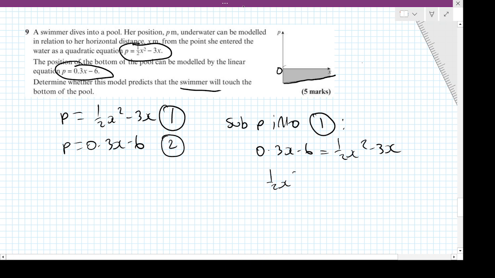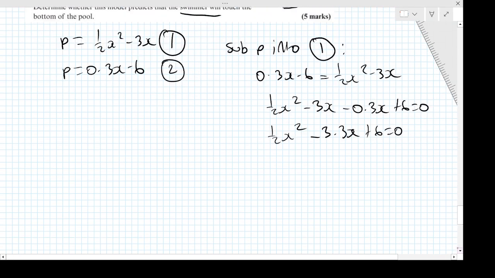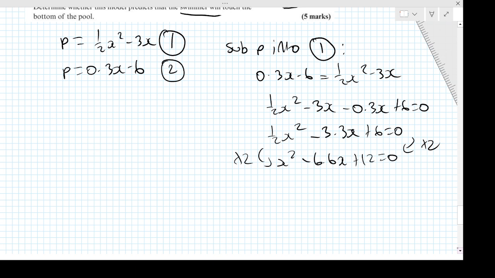So we have a half x squared minus 3x minus 0.3x plus 6 equals 0. Then I have a half x squared, okay, minus 3.3x, right? Plus 6 equals 0. I don't like this x half, so I'm going to just times by 2 to every term. To scale the equation, not to get rid of the fraction. So I'm going to have x squared, half times 2 is just 1. X squared minus 6.6x, right? 3.3 times 2 is 6.6. And then plus 12 equals 0. Okay, so that's a lot nicer to work with.